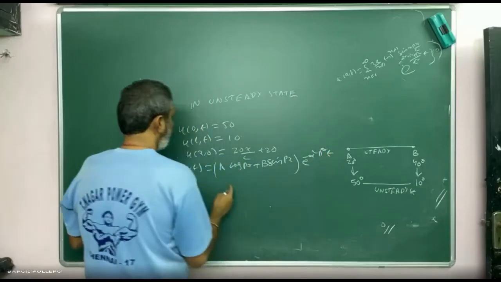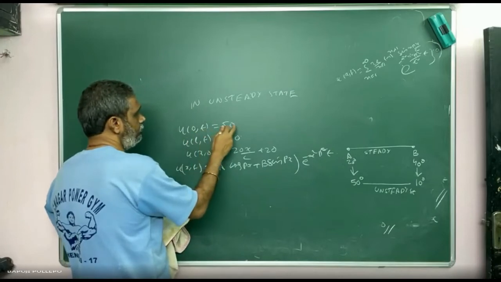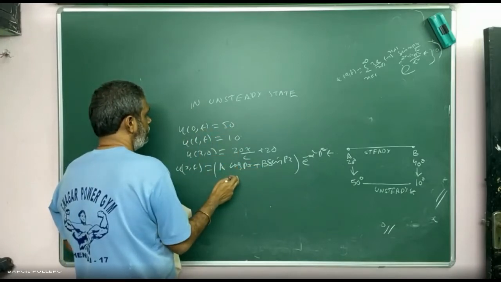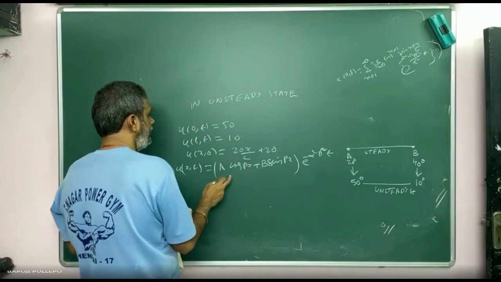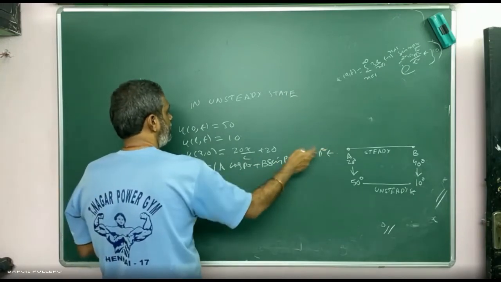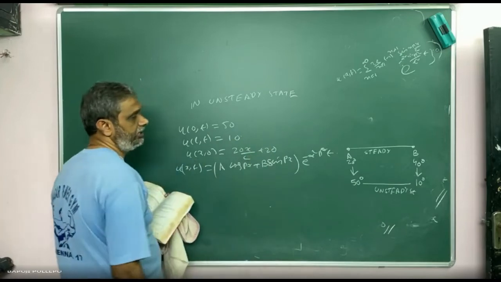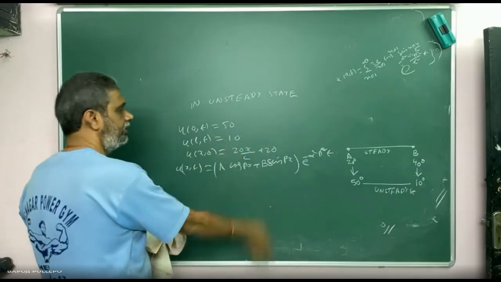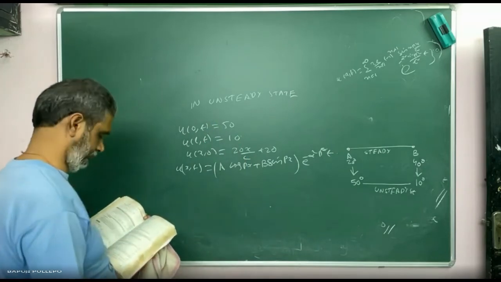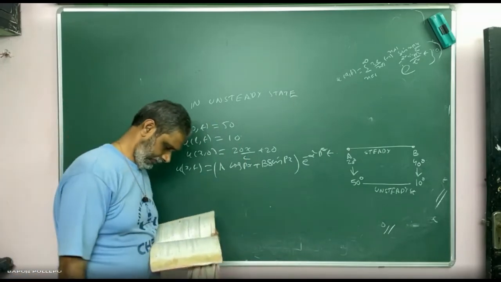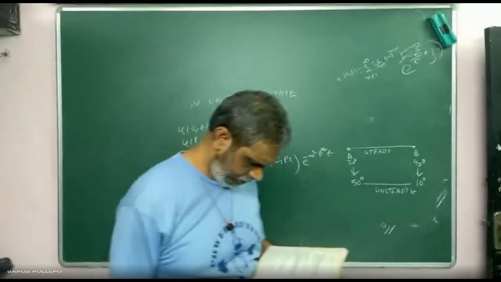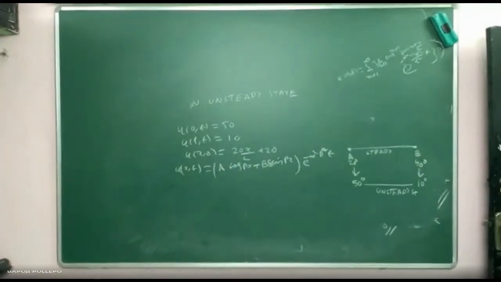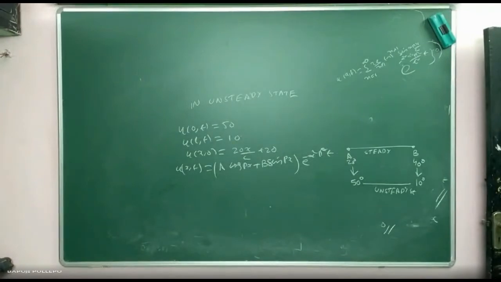So if you apply U of 0 comma t is equal to 50, then putting x equal to 0, A into e to the power of minus alpha square p square t is equal to 50. Highly impossible, we cannot solve it. Similarly, U of L comma t is equal to 10 also cannot be solved. So you have an infinite number of solutions. It is a very dangerous case.